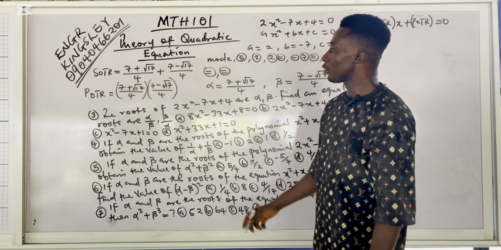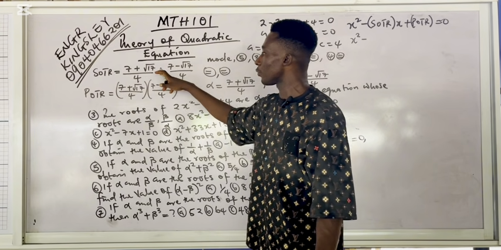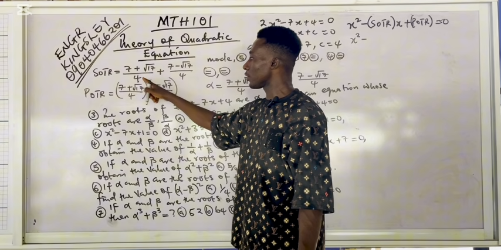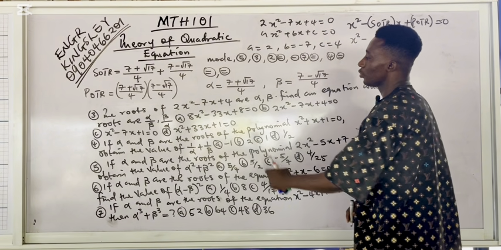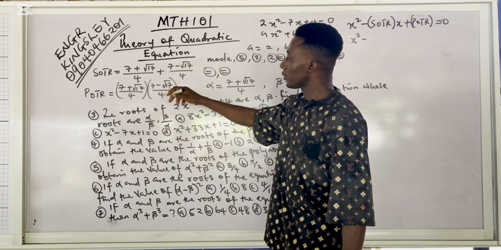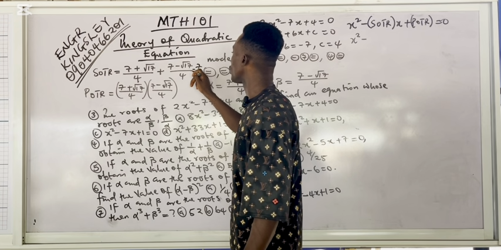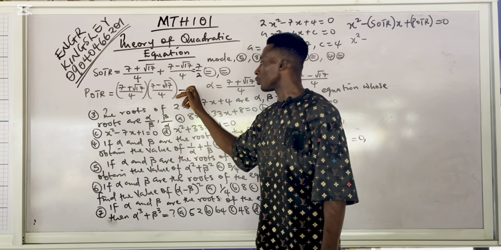Okay, to evaluate the sum of the roots and the product of the roots, you have to plug this thing in your calculator. 7 plus root 17 all over 4 plus, adding the two roots together. So you observe that when you add these two roots, you will get 7 over 2, and when you multiply the two roots, you will get 2.